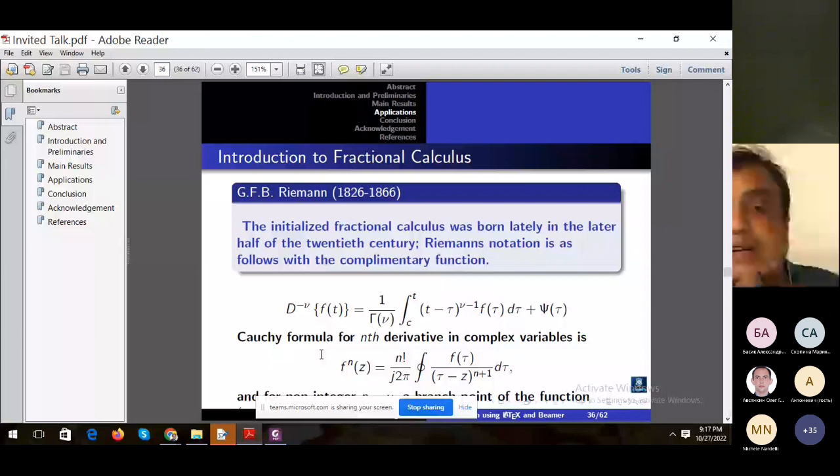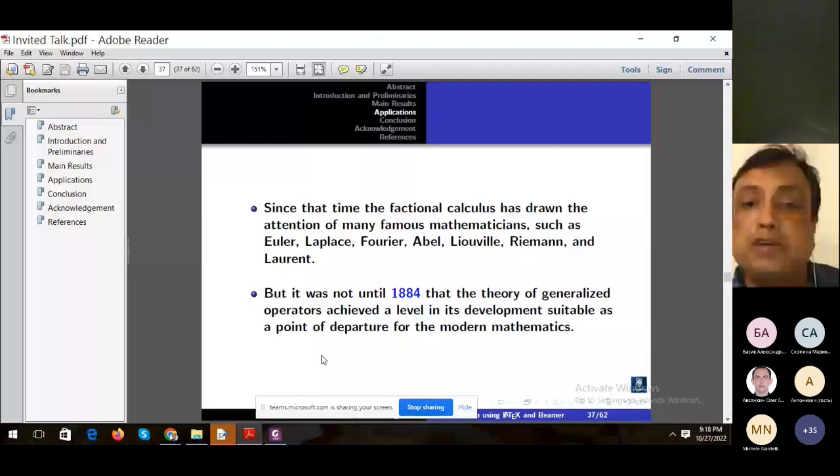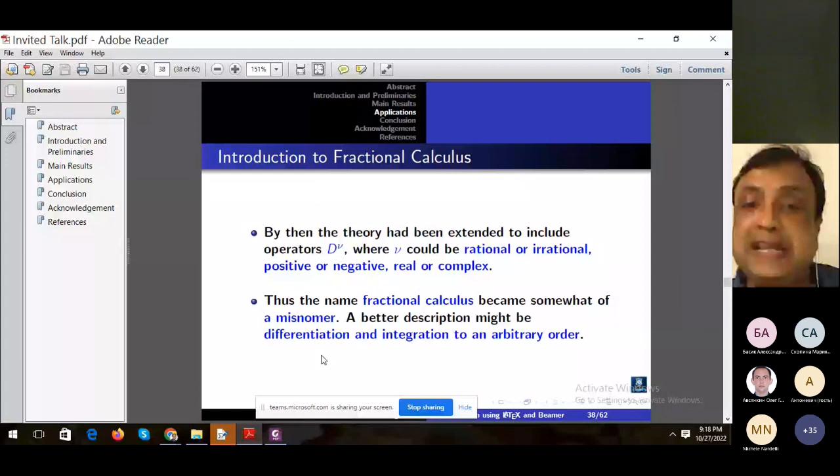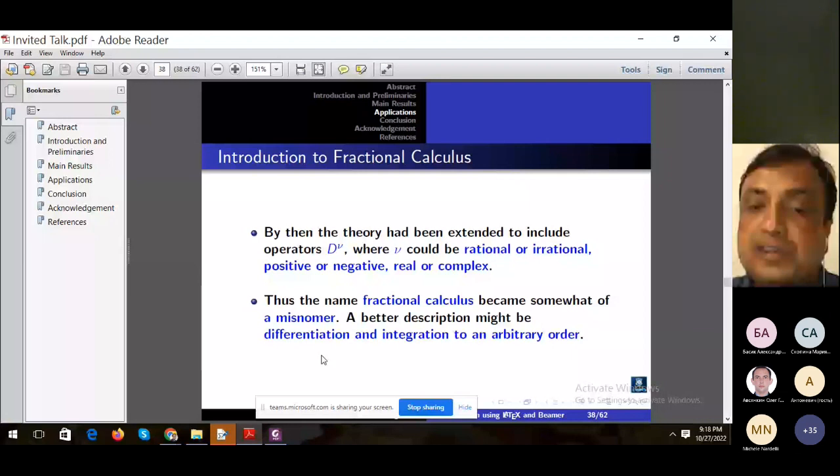Since that time, the fractional calculus has drawn the attention of many famous mathematicians such as Euler, Laplace, Fourier, Abel, Liouville, Riemann, and Laurent. But it was not until 1884 that the theory of generalized operators achieved a level in its development suitable as a point of departure for modern mathematics. By then, the theory had been extended to include the operator D^nu, where nu could be rational or irrational, positive or negative, real or complex.